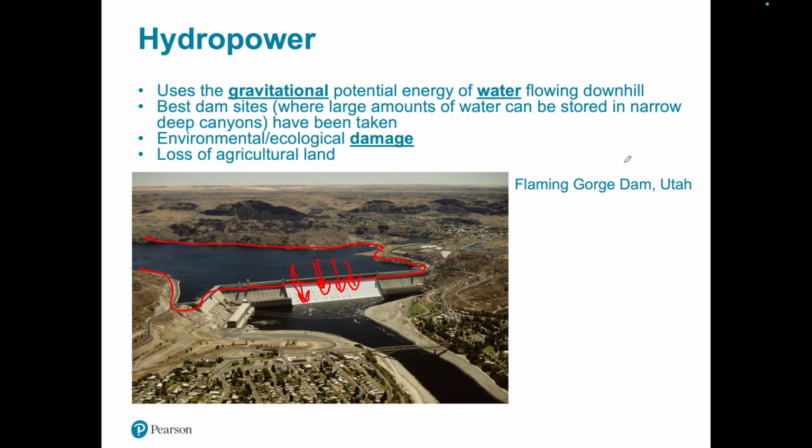And so this is the Flaming Gorge Dam in Utah. While this is a really good source of energy, there are some bad things about it. There's always like environmental leakage, right?